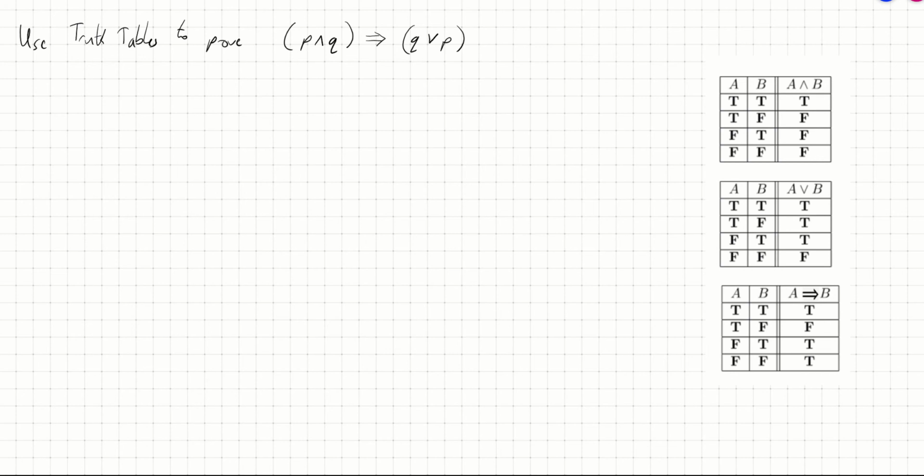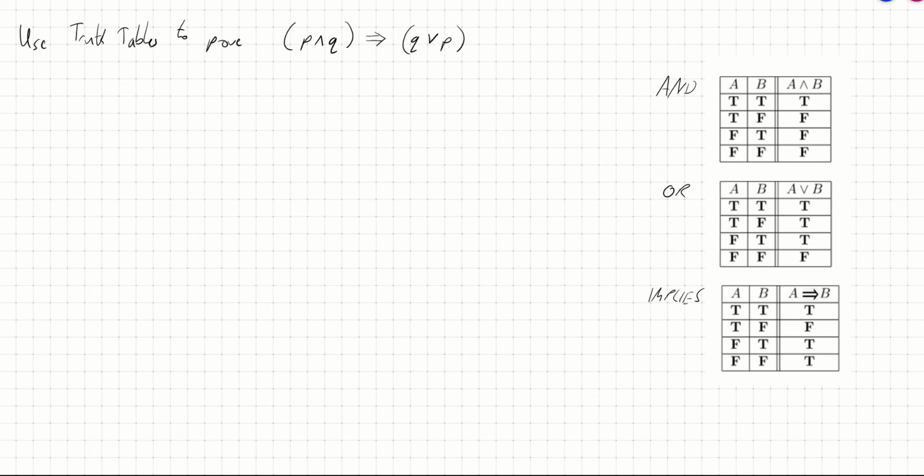And on the right hand side of the page, we have three elementary truth tables. The first one is the AND truth table, then we have the OR, and then finally at the bottom we have implies. These are elementary truth tables: and, or, implies. These three you'll just have to know in order to do any truth table proofs. Okay, so let's look at the question.